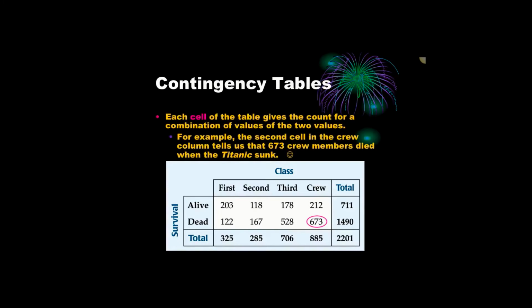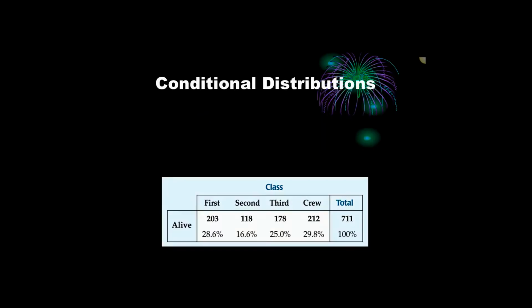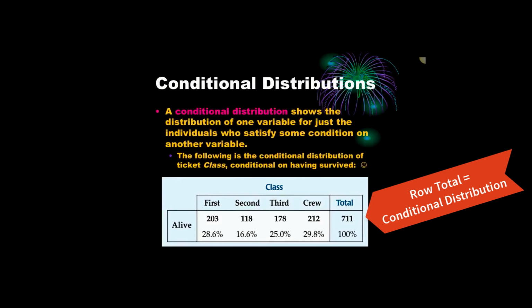So, for example, we can see in the table, with the number that is circled, that 673 crew members died when the Titanic sank. We use the cells in the table to find what is called conditional distribution, because those values will give us something that is contingent or based on another variable. So, for example, we can find the conditional distribution of ticket class, where the condition is that they have survived.